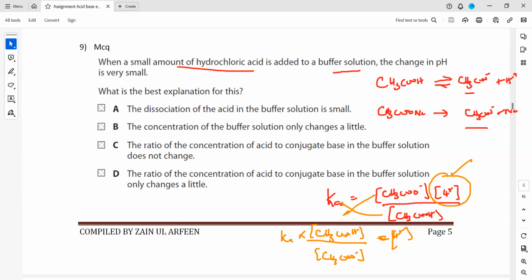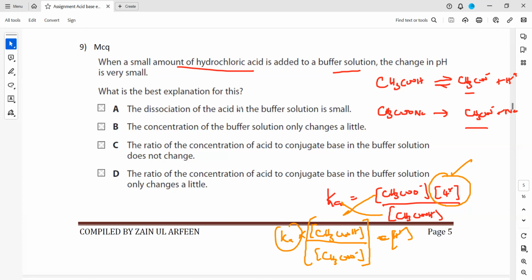Because K is a constant at a fixed temperature, because K depends on the temperature. So at a constant temperature, K does not change. So how is the pH of a solution not changing, or changing very little? Because the ratio between the acid and its conjugate base does not change. When we add an acid or an alkali, because this ratio is not changing, the hydrogen ion concentration does not change. If the hydrogen ion concentration does not change, the pH of the solution will not change.